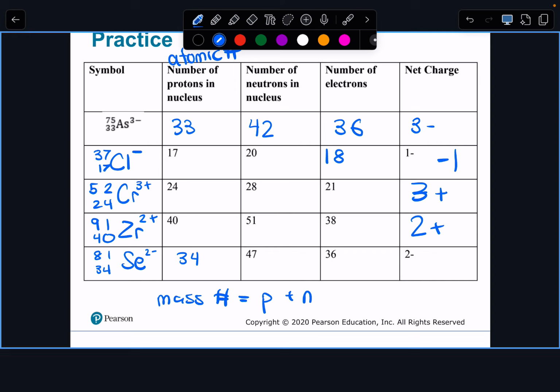I guess you could do the same thing for charge if you're getting mixed up. Just remember that electrons are negatively charged, so the charge would be protons minus electrons. So if you have extra electrons, like in the chlorine one, you have 17 minus 18. That's where the -1 comes from, versus the zirconium, let's say, which would be 40 minus 38. So that's why it's a +2. Just a good reminder of keeping electrons negative.